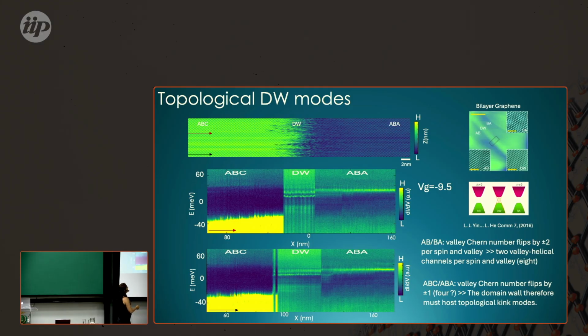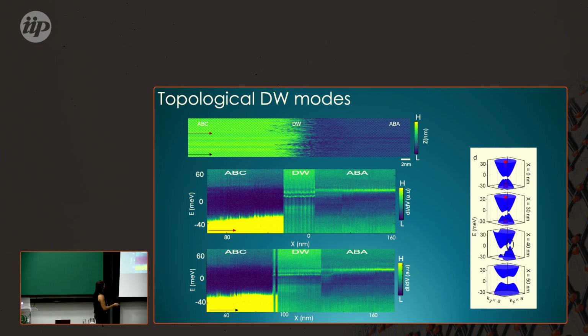Chern number across the boundary. However, the exact number requires more detailed calculation. Simple models show a Chern number flip of 1. But what we can say is that we have some topological state on the boundary. How many channels we cannot tell exactly at the moment, but this is what we see here at the boundary between the ABC and the ABA.